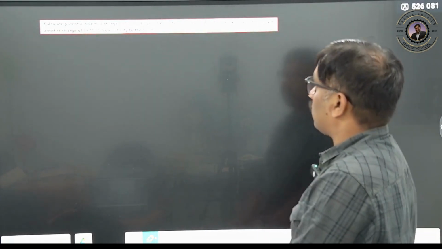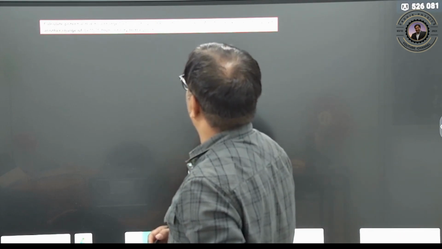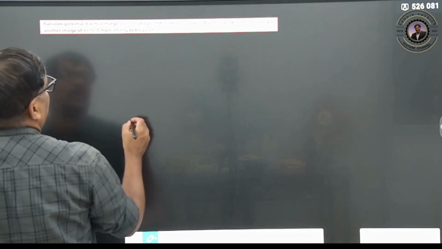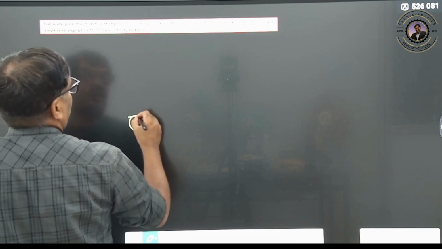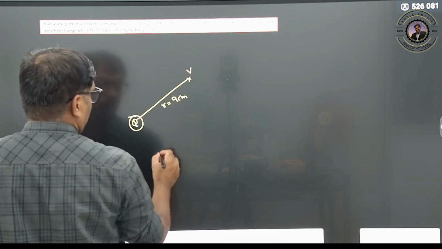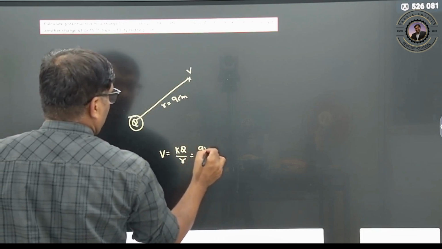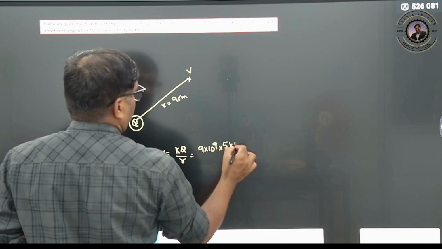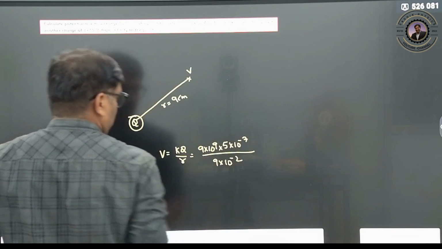Calculate the potential due to a charge at a point P located 9 centimeter away. There is one charge, capital Q, and we want to calculate the potential at a distance r equal to 9 centimeter. What is the potential formula? kq by r. K is 9 into 10 to the power of 9, q is 5 into 10 to the power of minus 7, divided by r, which is 9 into 10 to the power of minus 2.